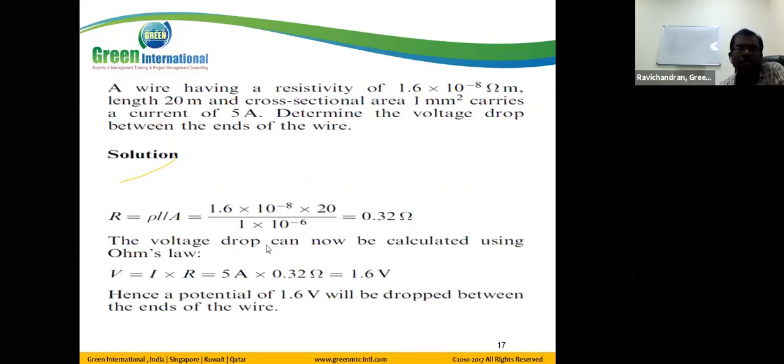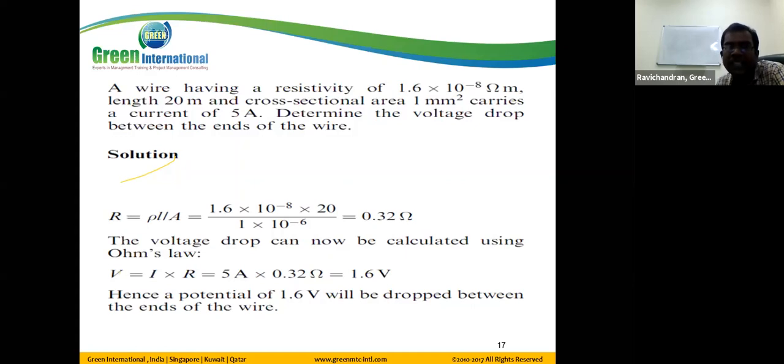A simple problem. In the question paper, a wire has a resistivity of 1.6 into 10 to the power of -8 ohm meter. That is the given data. Resistivity is given, and length 20 meter, cross-sectional area 1 mm square. So once again, carefully read the question. Cross-sectional area 1 mm square.